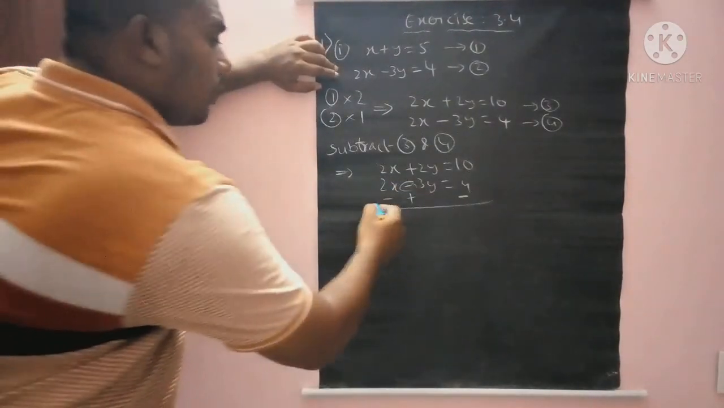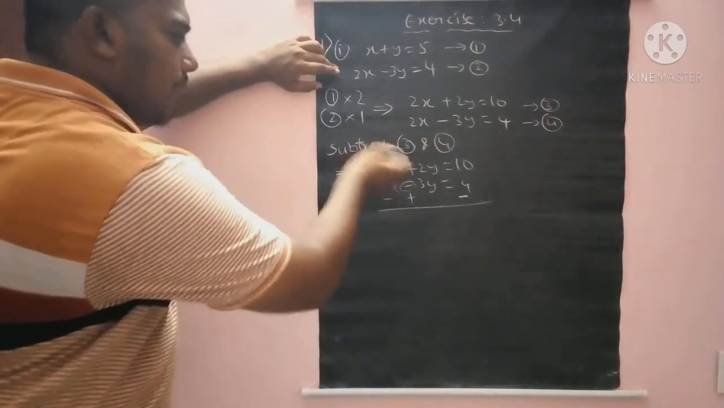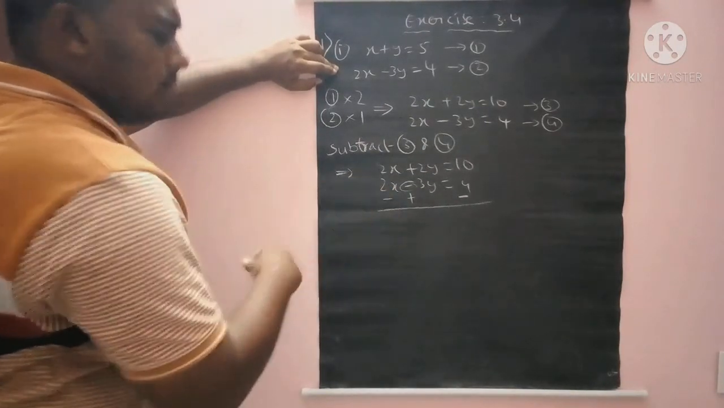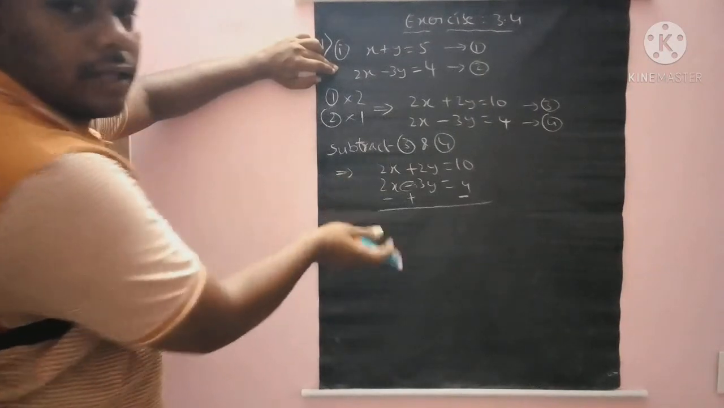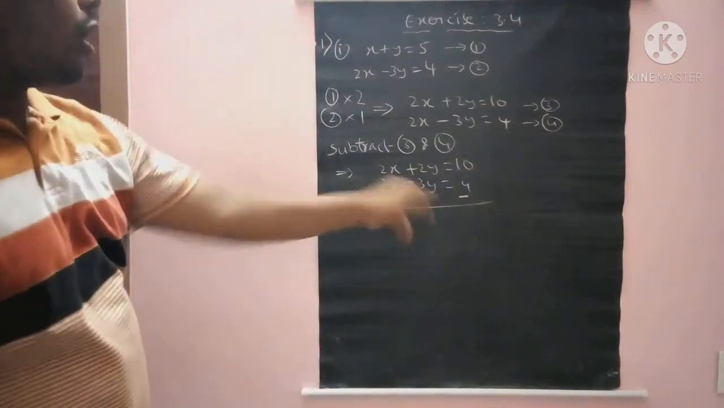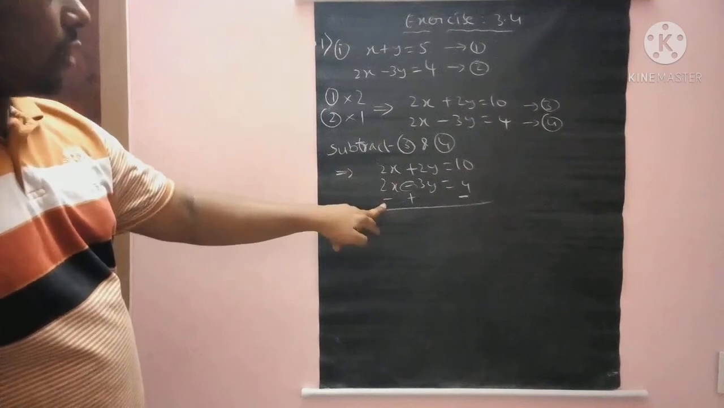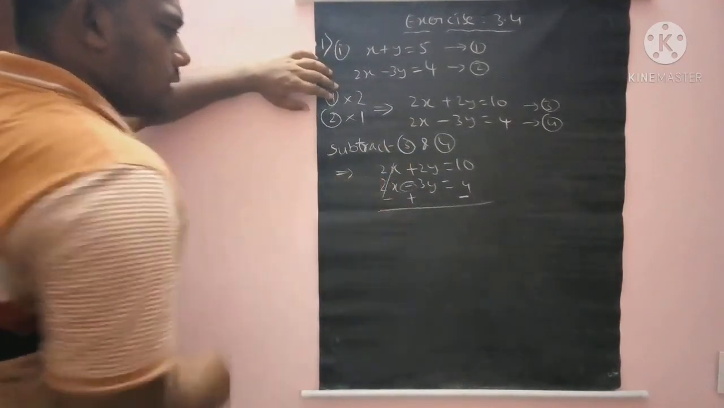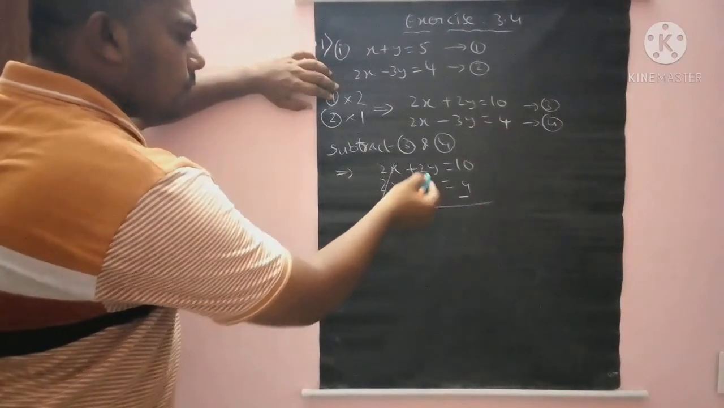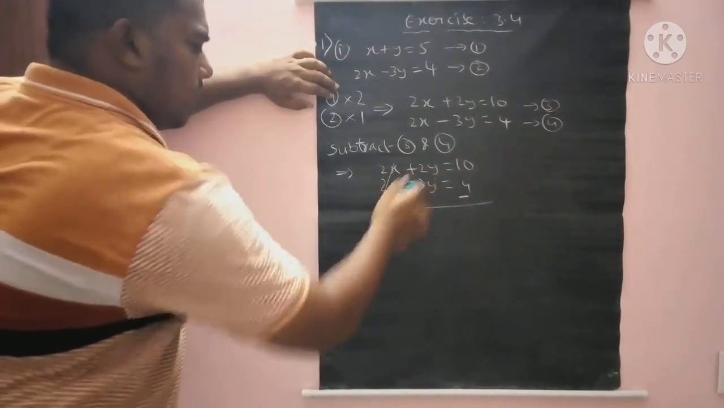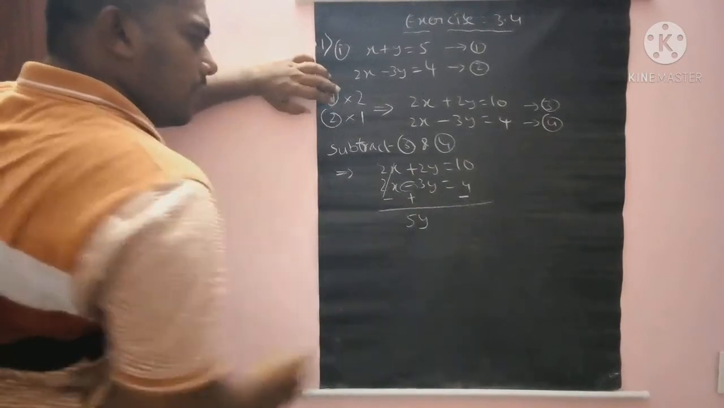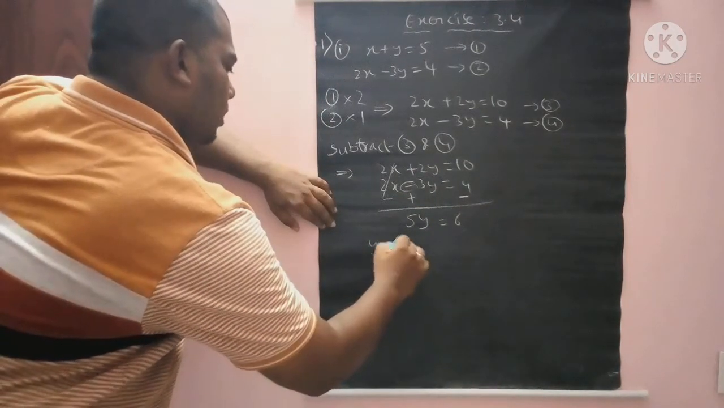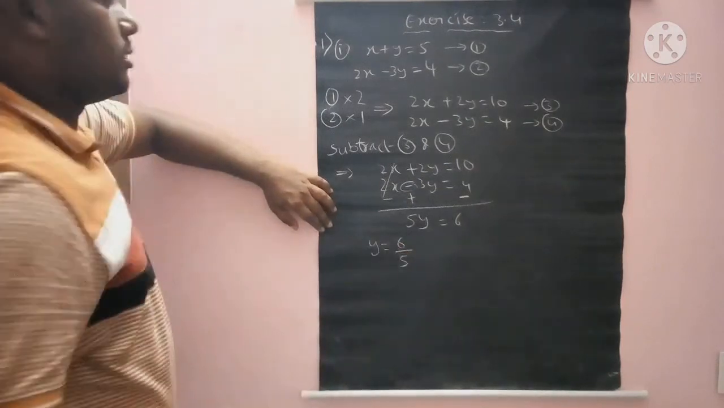So don't keep all the same symbols here. When you are subtracting, for the second equation we need to give the new symbol. That means we eliminate the existing symbol and replace it with the opposite symbol. If there is a plus, you give minus. If there is a minus, you give plus. Now minus 2x plus 2x will eliminate. 2 plus 3, 5y, 10 minus 4, 6. So y equals 6 by 5.